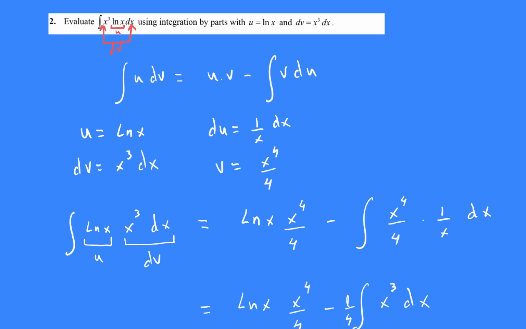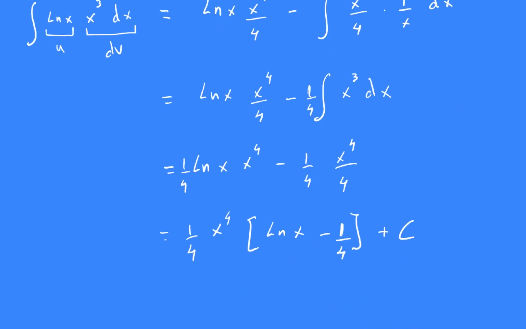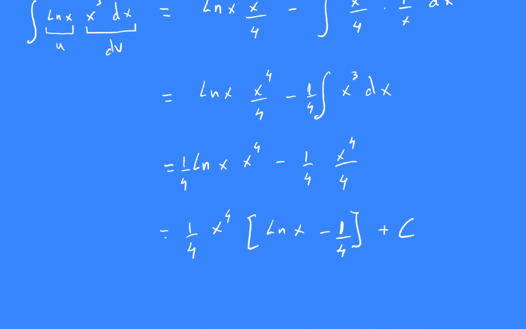So now we have obtained an integral that is much easier to solve. Indeed, it's so easy that it will be solved immediately. It will be 1/4 natural log of x times x⁴, minus 1/4 times x⁴ divided by 4. If you take common factor 1/4 x⁴, it will be natural log of x minus 1/4, plus C. And this is the final solution.